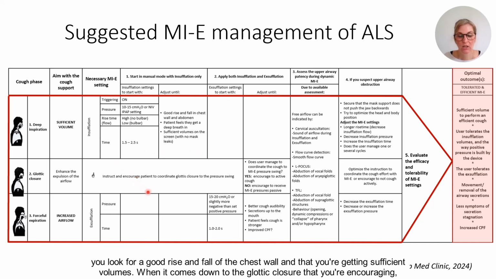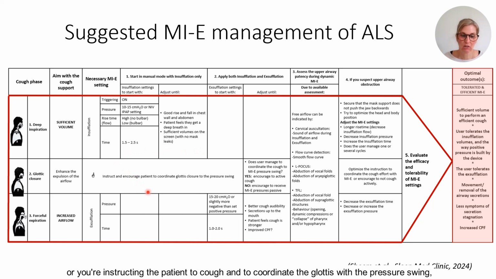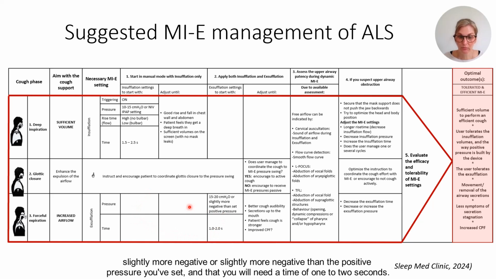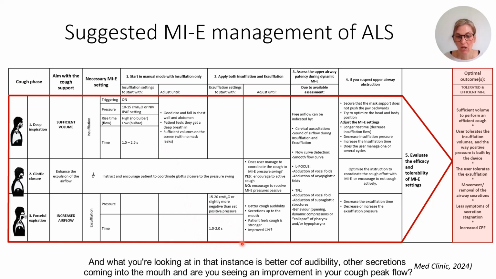When it comes down to the glottic closure, you're instructing the patient to cough, and to coordinate the glottis with the pressure swing. So deep breath in, hold, and then cough. And set the expiratory flow to be 15 to 20 centimetres of water, slightly more negative than the positive pressure you've set. And that you will need a time of 1 to 2 seconds. And what you're looking at in that instance is better cough audibility. Are the secretions coming into the mouth? And are you seeing an improvement in your cough peak flow?